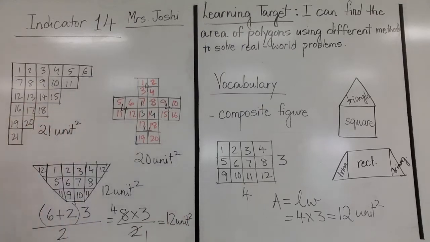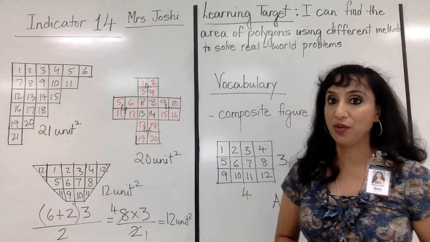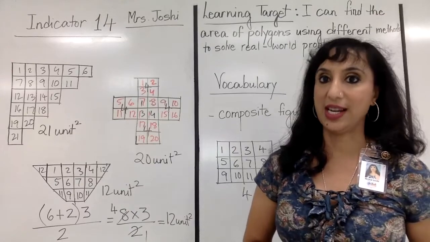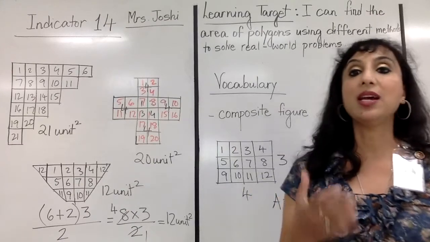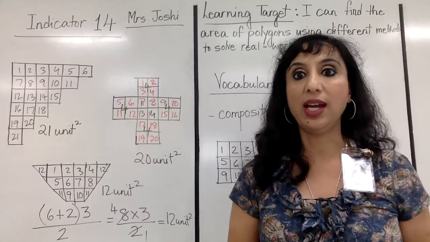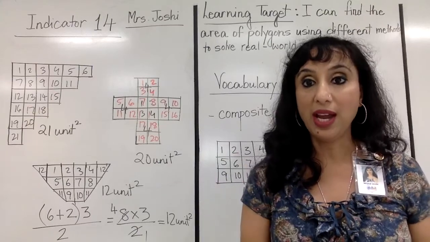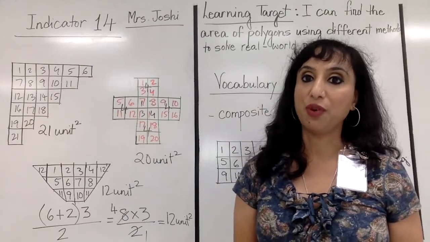So I just wanted to show you, when you use the formula, or if you're counting like this, you do end up with exactly the same answer. And there's a reason for the formula. It's a shortcut. Because again, think about it. If you're trying to find the area of the entire country and counting in square kilometers or square miles, you'd lose your mind. So that is why we have a formula.